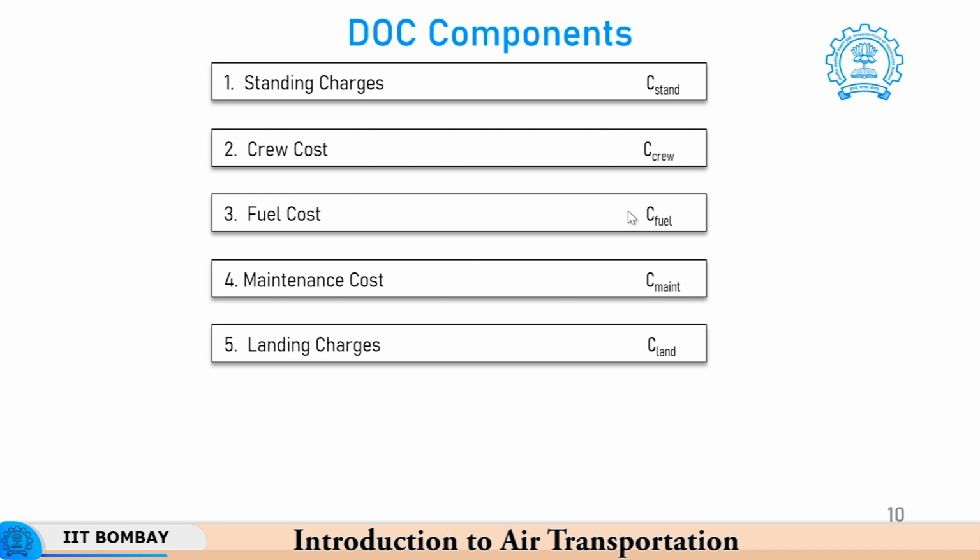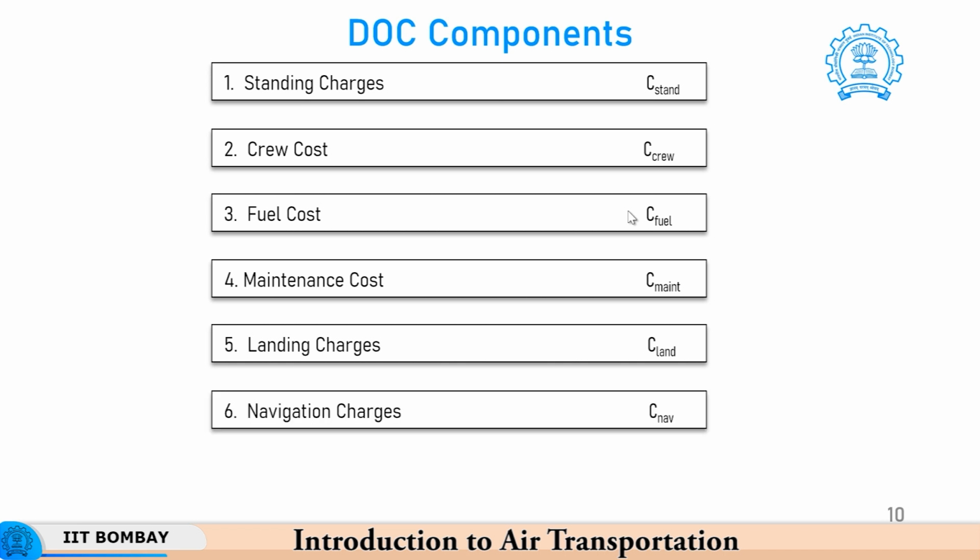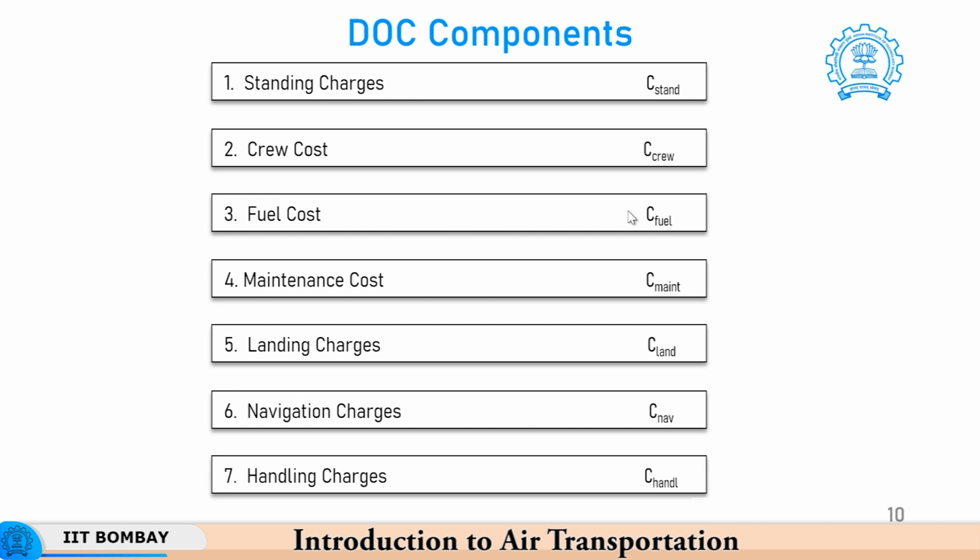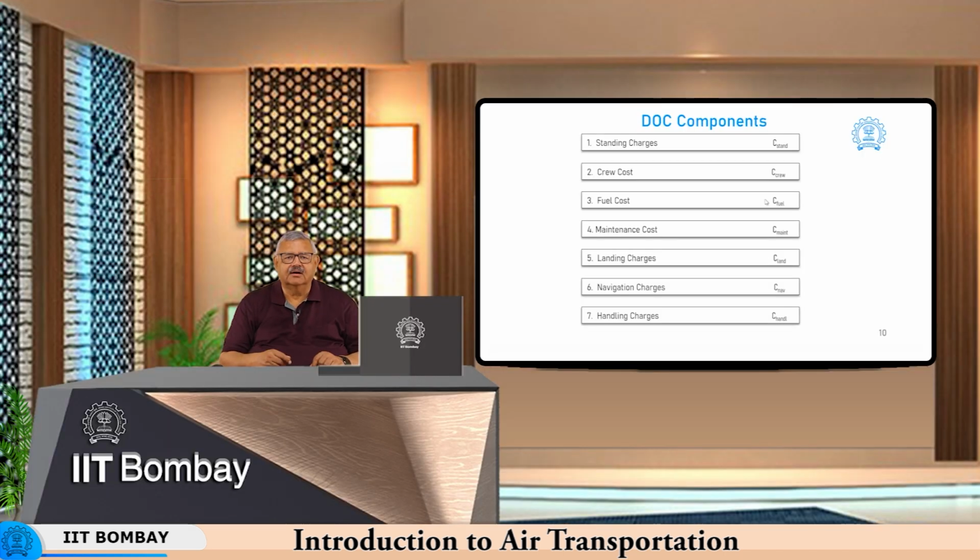The landing charges payable for providing the landing service of an aircraft, paid to the airport. The navigation charges payable to the agency that provides the air traffic management services, and the handling charges which are charged by airports to provide facilities to the passengers, and the security and other parameters. So, these 7 components added together represent the direct operating cost of a typical airliner.